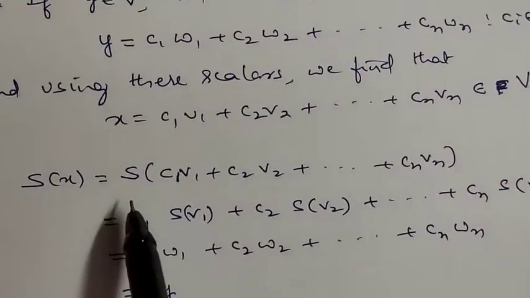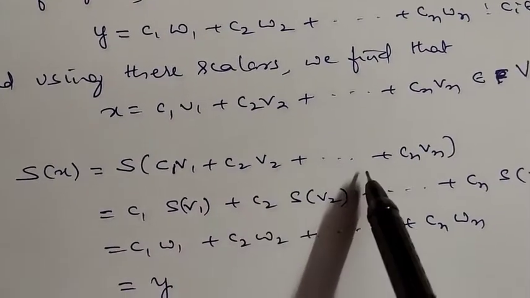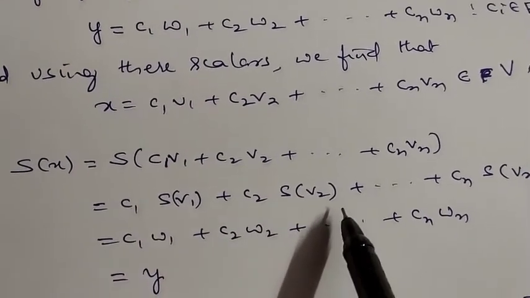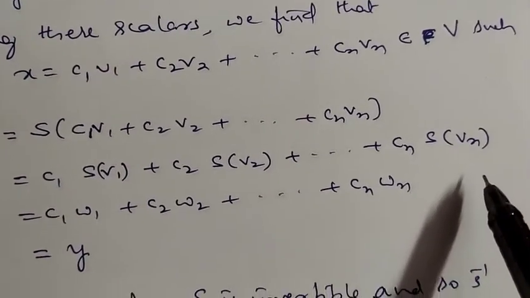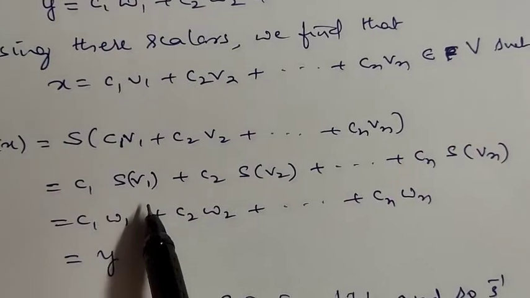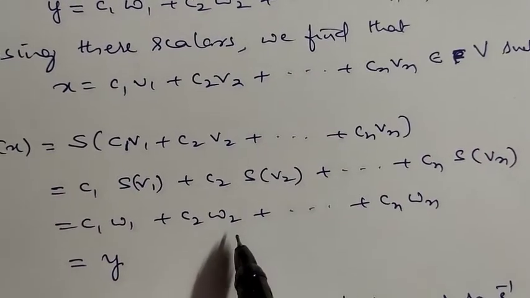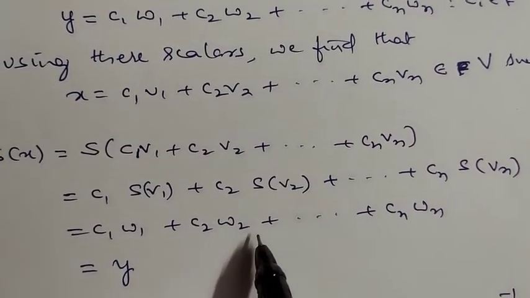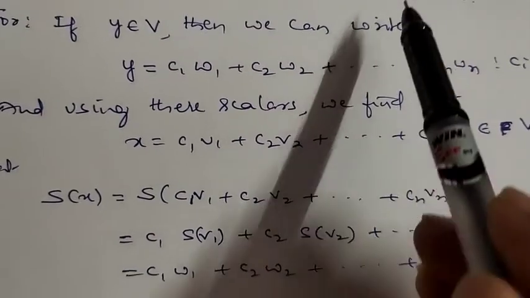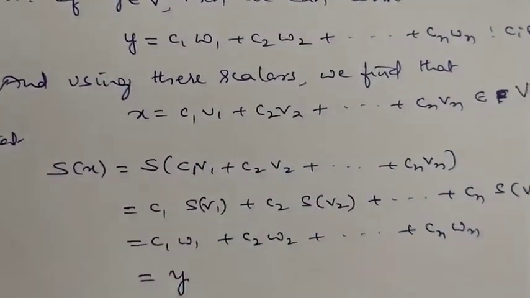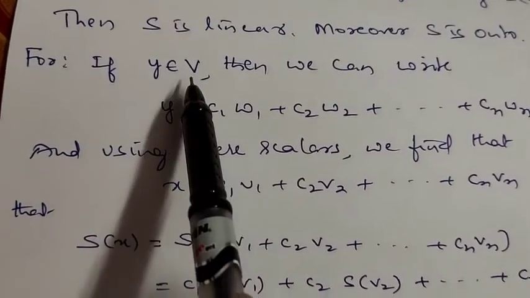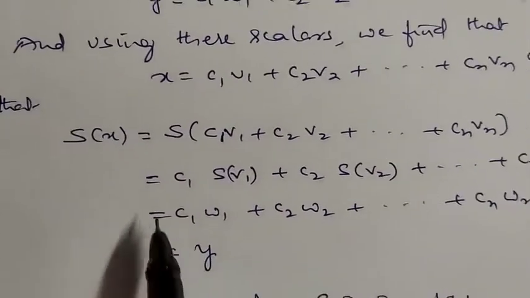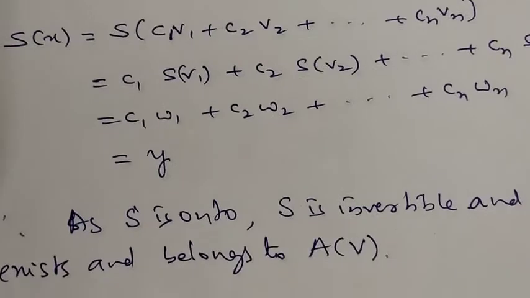And S of x is what? S of C1 V1, C2 V2, etc., Cn Vn. Since S is linear, this is equal to C1 S of V1, C2 S of V2, etc., Cn S of Vn. That's equal to C1 into W1, C2 into W2 and so on, Cn into Wn, which is in fact the vector y. So S of x is equal to y means if we take any y in the codomain set V, then there exists x belongs to V, the domain set, such that S of x is y, therefore S is onto.